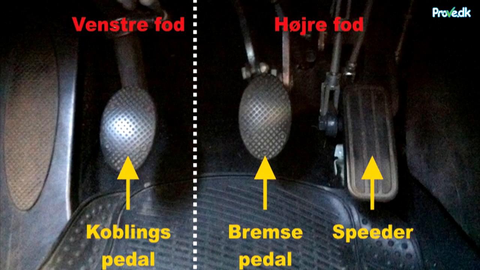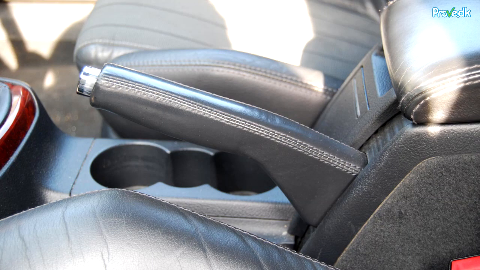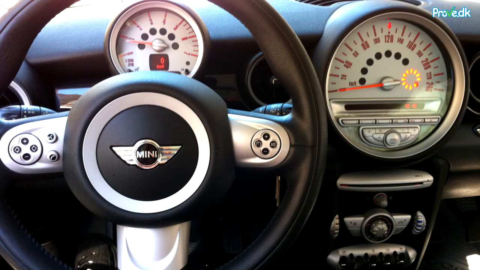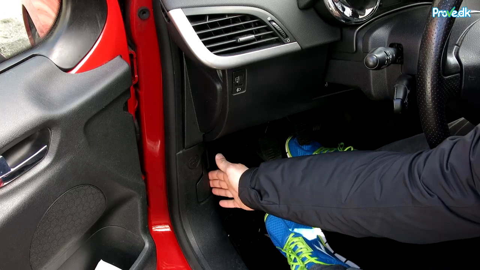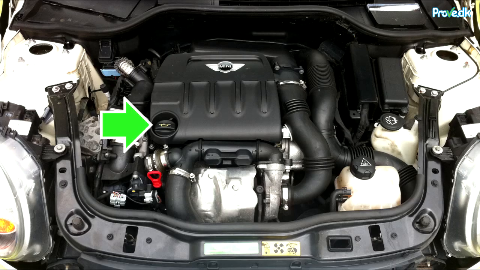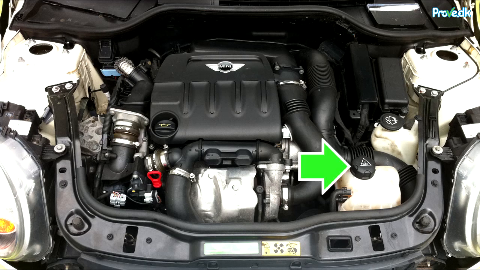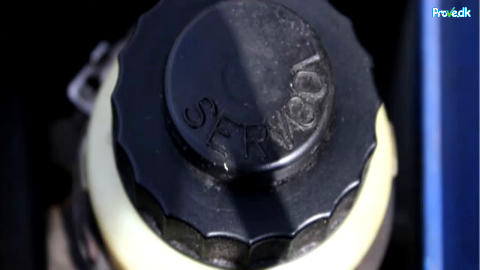Clutch, brake and accelerator pedals. Gears. Handbrake and steering wheel. Seat belts. Bonnet opening and fixing. Fuel cap. Designate filter cap for engine oil, coolant, washer fluid and possibly oil for power steering.